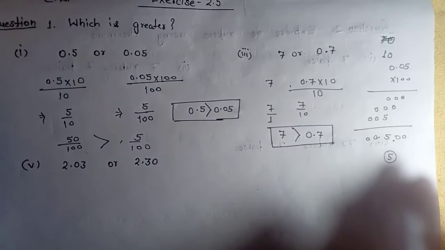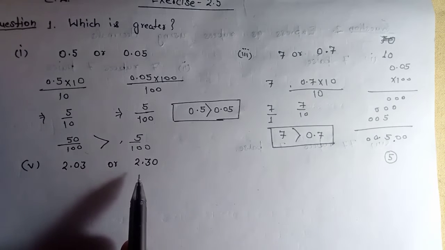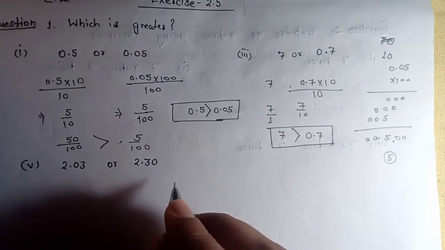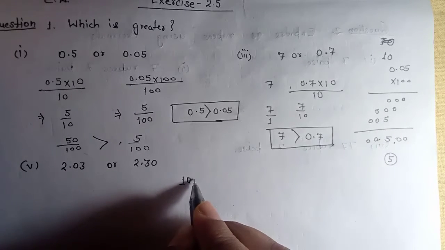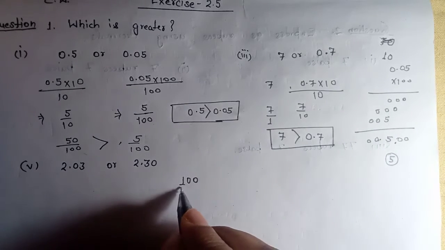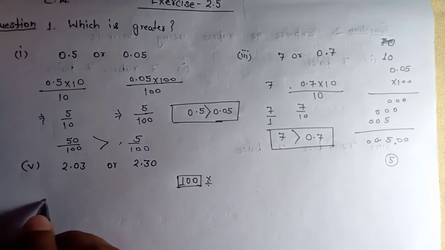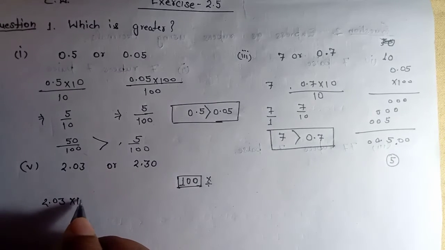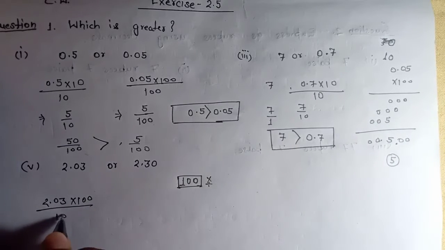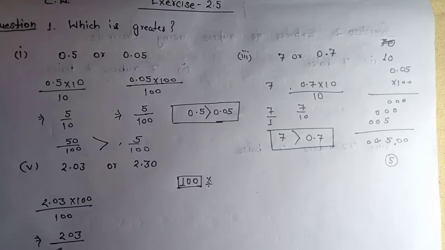Again we have 2.03 or 2.30. So there are two numbers after the decimal, so you have to multiply by, first write 1. How many digits are there? 1 and 2. So 1 0 and 2 0. You have to multiply by 100 and divide by 100. Now when 2.03 is multiplied by 100 and divided by 100, we get 203 upon 100. Do check in your rough copy, you will get the same answer.